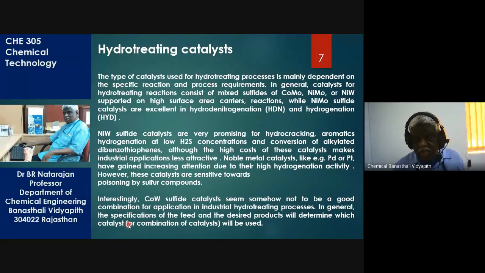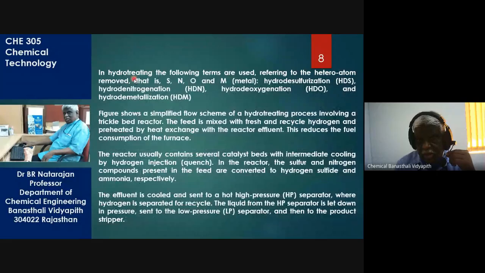In general, the specification of the feed, what the feed contains, and the desired product will determine which catalyst or combination of catalysts will be used. Remember, we have to see whether we are removing sulfur, nitrogen, or oxygen, and choose a catalyst or a mix of catalysts accordingly. In hydrotreating, the following terms are used, referring to the heteroatom removal: sulfur, nitrogen, oxygen, and M. It may be any other metal also.